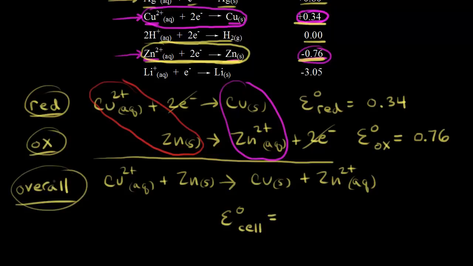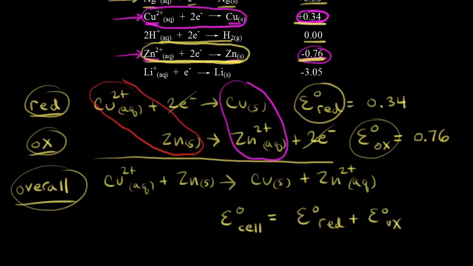So that gave us our overall reaction. To find our standard cell potential, we just need to add together our reduction potential for the reduction half reaction and the oxidation potential for the oxidation half reaction. So to find the potential for the cell, we add the reduction potential and the oxidation potential.